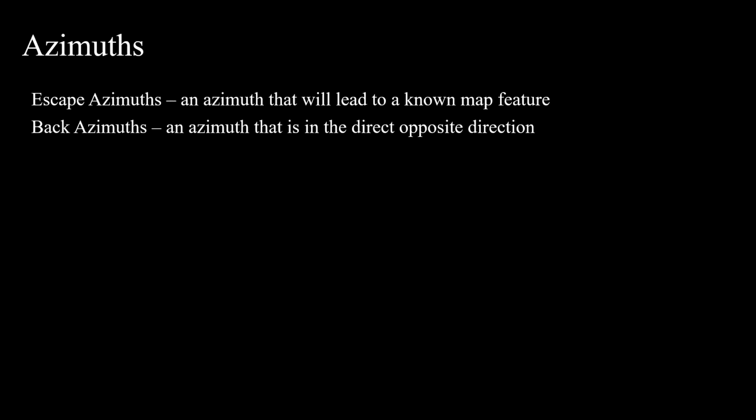And in this episode, I'm going to talk about land navigation, particularly azimuths. Two different types of azimuths that you should be aware of when you are land navigating with a map, compass, and protractor. The first one is an escape azimuth. The escape azimuth is a direction that's going to lead you to some known map feature. It's kind of in the name. You're kind of getting turned around. You need to just get out of wherever you are, but you may not be too sure where you're at.